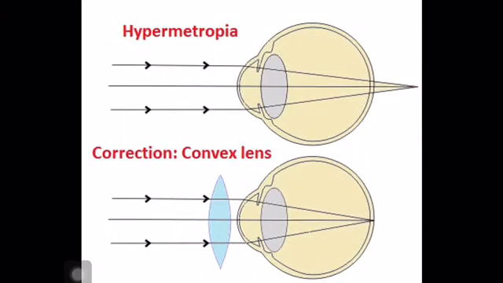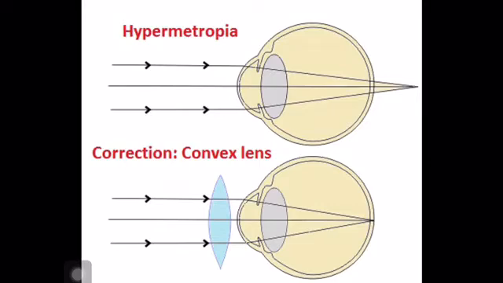Let us discuss another defect, that is hypermetropia. A person with hypermetropia can see distant objects clearly but cannot see near objects clearly. This defect is called long-sightedness or far-sightedness. The lens that can correct or improve the defect is a convex lens, and the person suffering from hypermetropia can see with better vision.